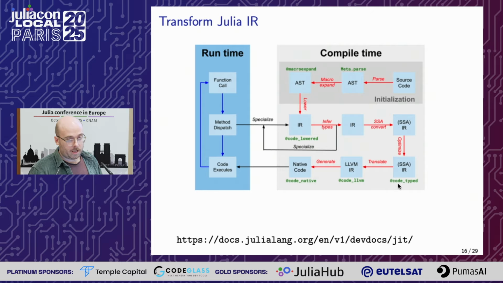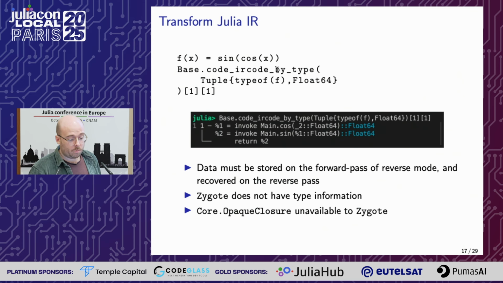We use the Julia IR code type, which is not quite what you get from code types, but nearly. Enzyme intercepts the LLVM IR, and Zygote intercepts kind of up here somewhere. And the crucial thing that we get by using the IR code that appears after optimization and inference is we get the types of everything.